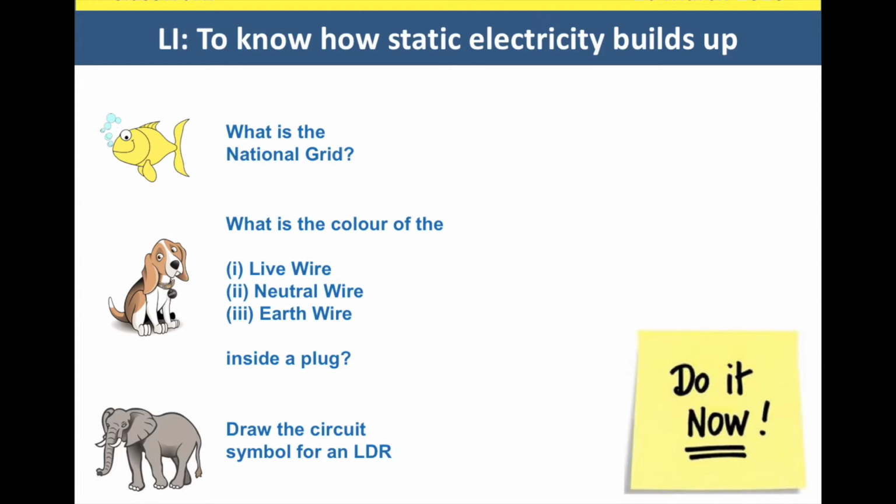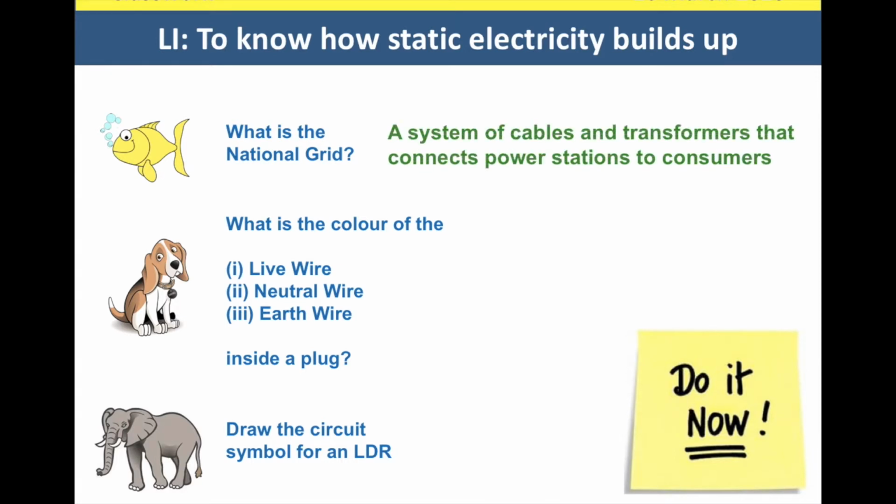So the first question was the fish question, which is what is the national grid? That's what we looked at in the last video. Well, you should remember that the national grid is a system of cables and transformers that connects power stations to consumers. Please note that if you've said anything about pylons being a part of the national grid, then that will lose you that mark.